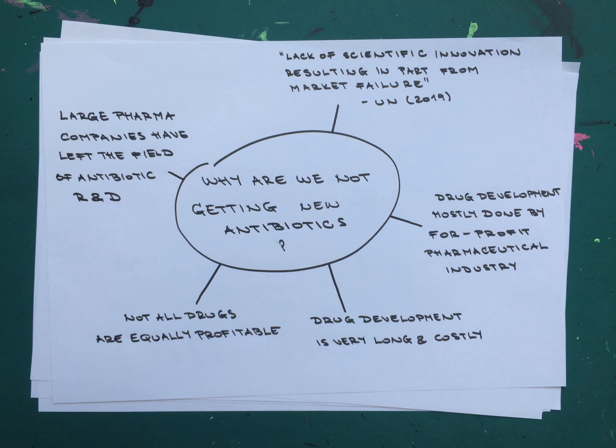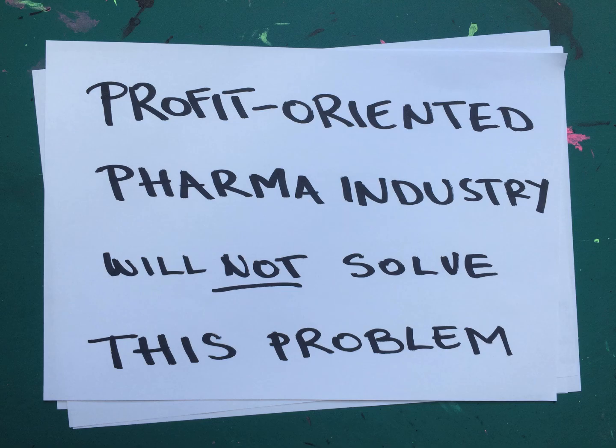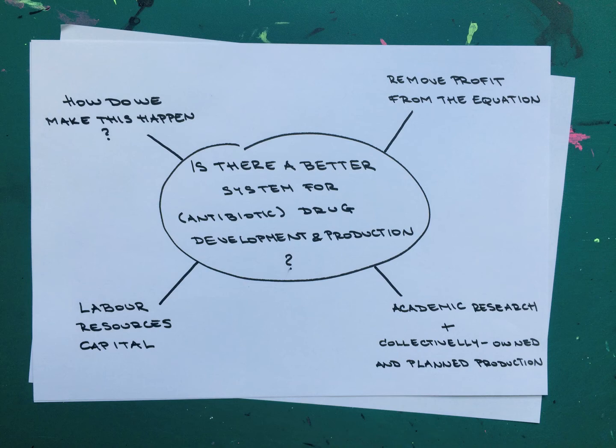And this is a huge problem because we have the small and medium-sized companies trying a little bit to do something with this, but it's not really working. So I think it's quite clear that the profit-oriented pharma industry will not solve this problem. They don't seem to have any incentive, and they have not developed anything new for decades. So the question is, what would be a better way to do this? Would there be a better system to develop drugs, antibiotic or otherwise?